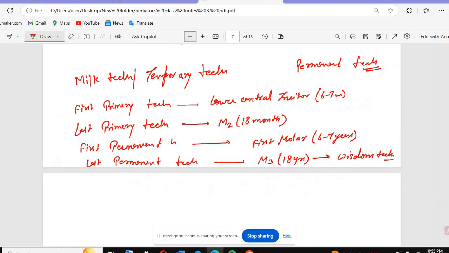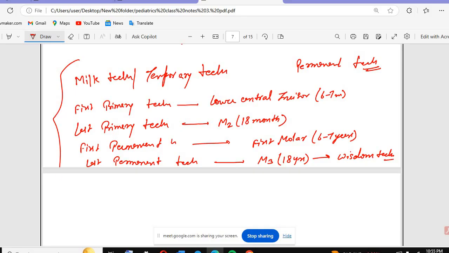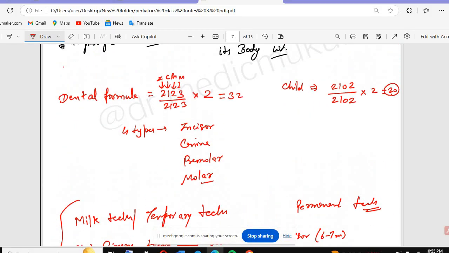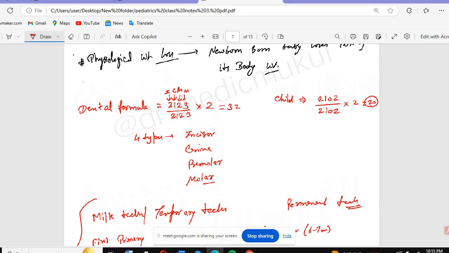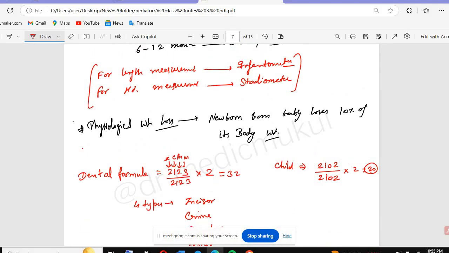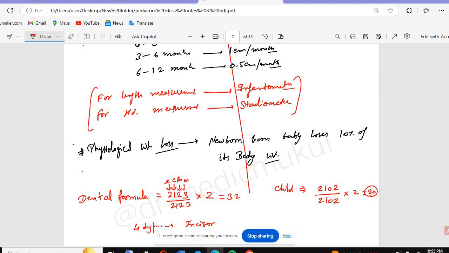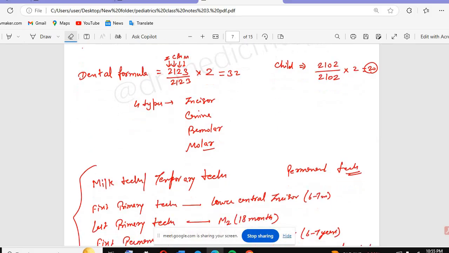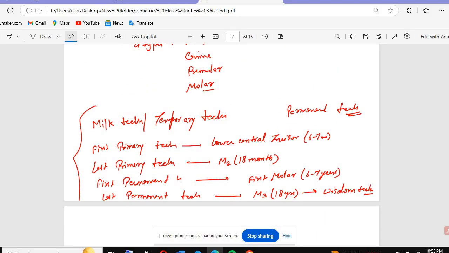Just remember this: the milk teeth are temporary. If you don't want to remember this, forget it. No pressure, because currently there is a very low chance, about 1%, that they will ask about dental things in any exam. But you should know how many teeth we have, what kinds of teeth, the incisors, canines, premolars and molars, and whether they are temporary or permanent. This is the anatomical part, and for your general knowledge, because you are a medical student.